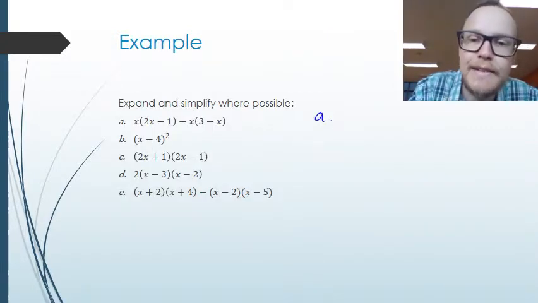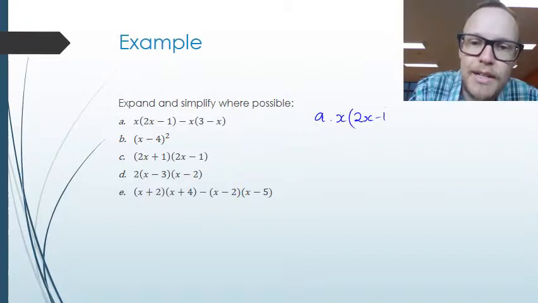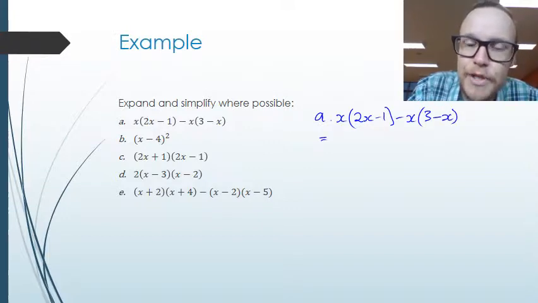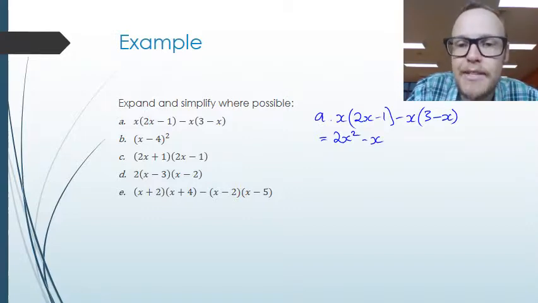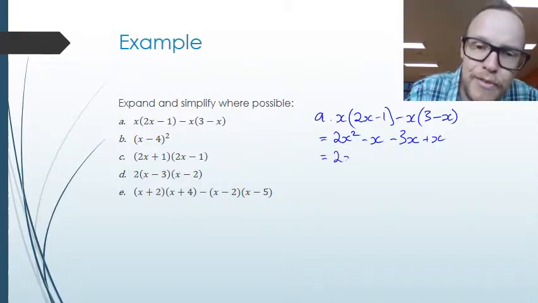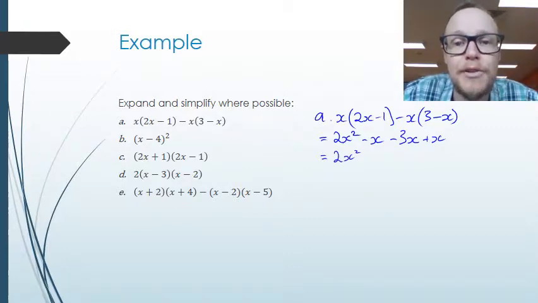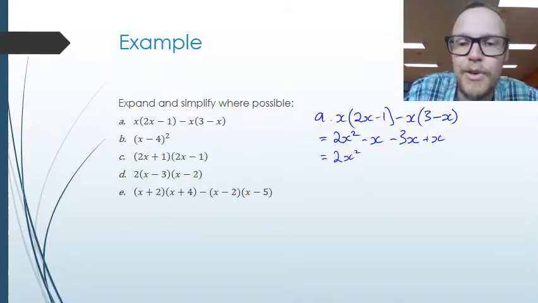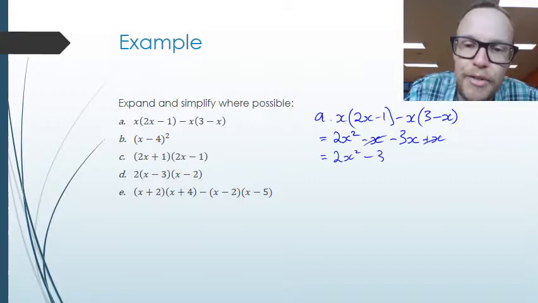First example that we have here is x(2x minus 1) minus x(3 minus x). So looking at expanding the first part here, I get x times the 2x, which is 2x squared, then x times the minus 1, which is minus x. Then I get minus x times 3, minus 3x, and minus x times minus x, which is going to be plus x squared. So I get 2x squared. If I'm going to simplify this, 2x squared is not like terms with anything else, but I've got all of these x's here, and the minus x plus x cancel, so I'm just left with the minus 3x.